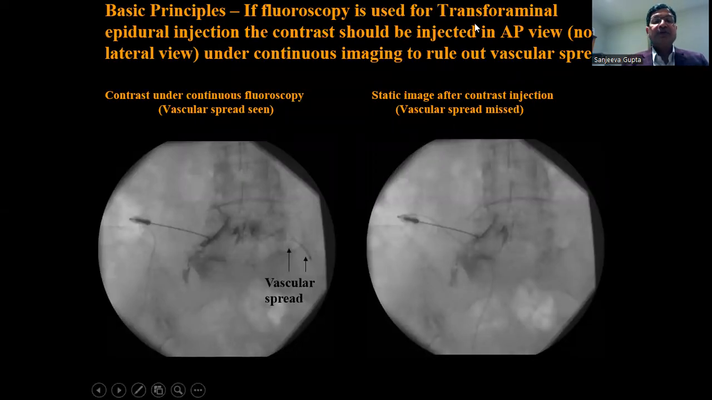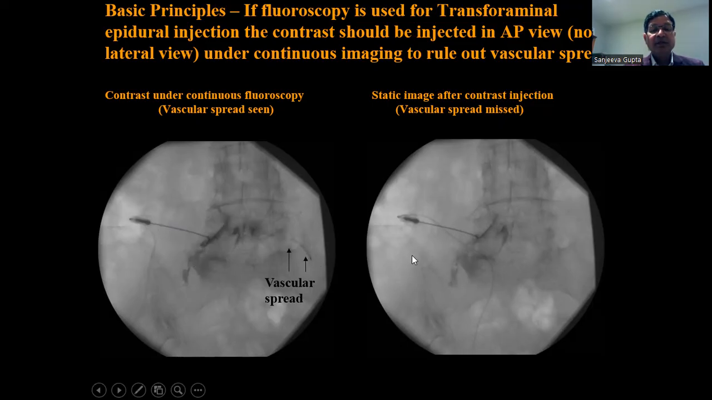If fluoroscopy is used for transforaminal epidural injection, as I said earlier, the contrast should be injected in AP view, not lateral view, under continuous imaging to rule out vascular spread. This was one of my cases, actually. So contrast under continuous fluoroscopy, you can see vascular spread. When I'm injecting contrast, this is extension tubing through which I'm injecting the contrast. That's the needle. You can see an epidural spread also, but more importantly, you can see a vascular spread here.